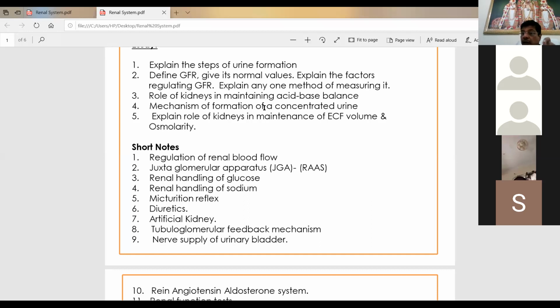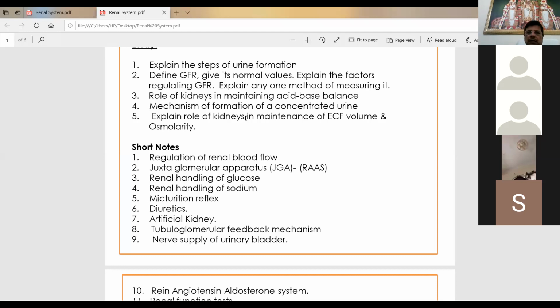And then you have to write a little bit of applied aspects here. If ADH is not there, what is going to happen? And if there is some problem in the nephron, the 1 sodium, 1 potassium, 2 chloride cotransporter, if it is not functioning properly, what is going to happen? And diuretics also. That will complete your answer.